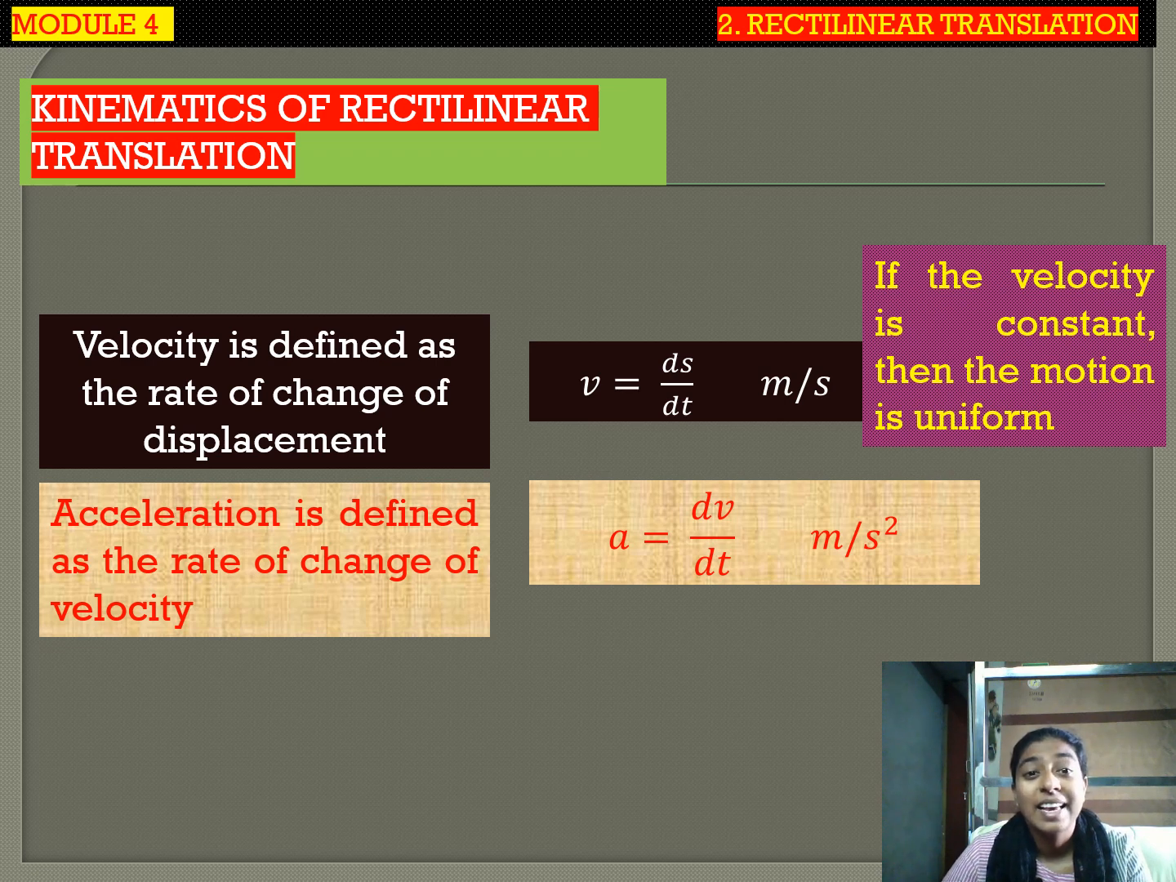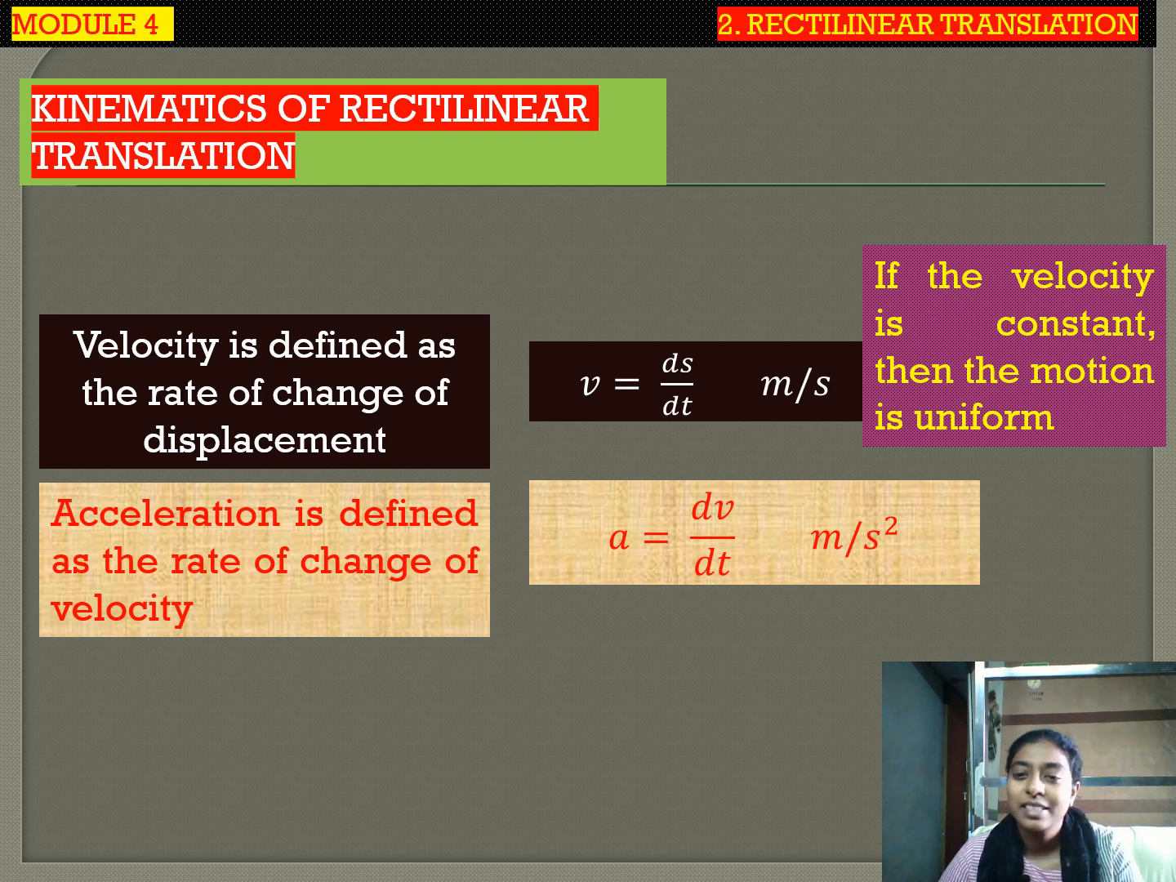Now, kinematics of rectilinear translation. So what are the things? See, we are not going for the derivations, just a review and the application of the review. We have already studied these things in your schools, in your basic physics. So, kinematics of rectilinear translation, we will just review it. We will recall what we have studied and we will apply it for solving the problems for our engineering applications.